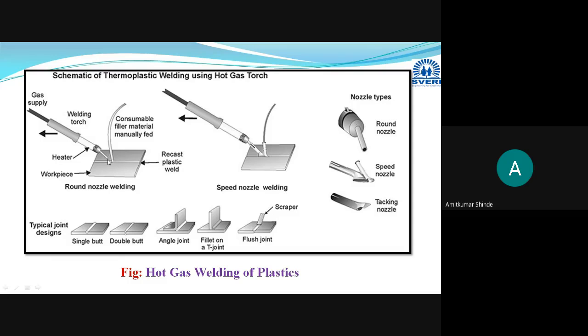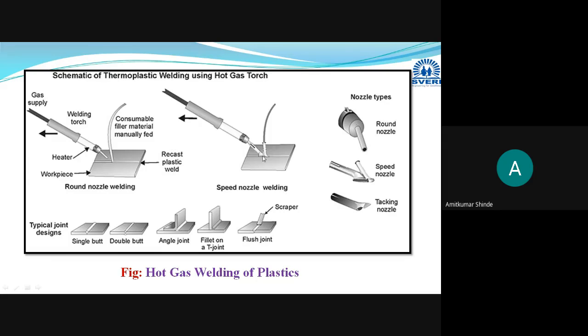Now, how is hot gas welding performed? One torch will be there. This is the welding torch, and the hot gases will be supplied through it. Through this nozzle, they will provide the required amount of heat. One nozzle will be attached here. Hot gases will be collected in this welding torch, and with the help of this nozzle we are going to focus it on this groove.